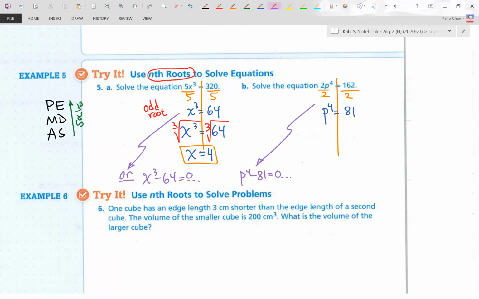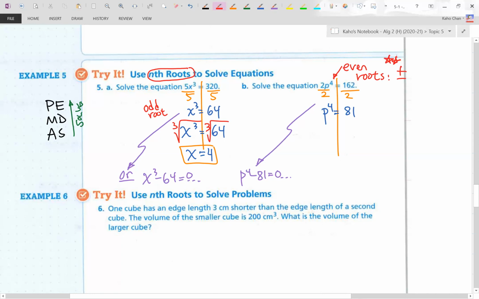All right, we have an even root right now with the second one. Ouch. Whenever you have even roots, you do need to introduce a plus or minus. That's important. Okay, so let's go and do the fourth root of both sides. It's kind of weird doing a fourth root, isn't it? Let me know if you have any questions. This is kind of crazy stuff.